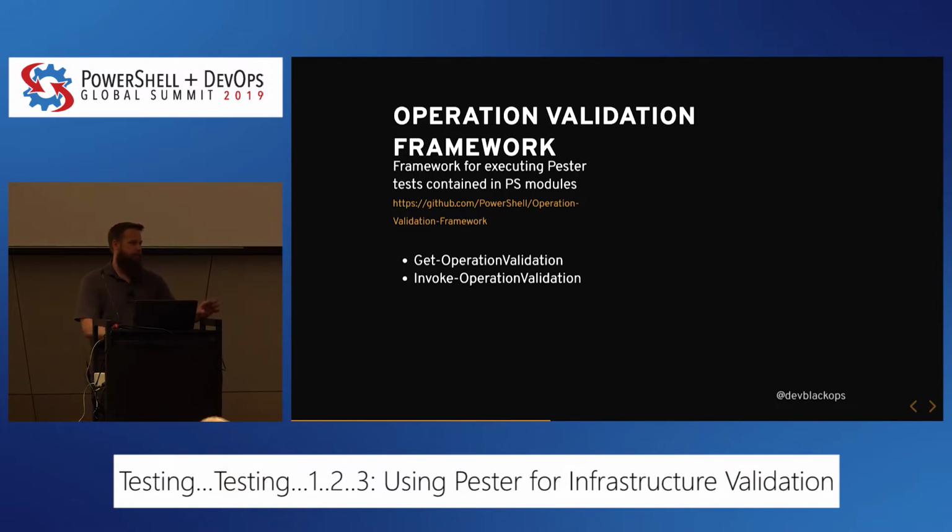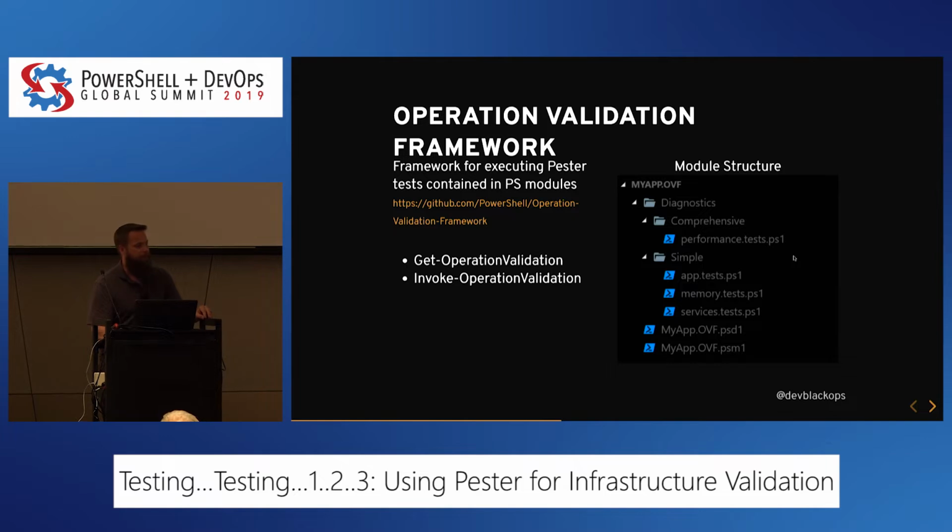So it has really two simple commands, Get-OperationValidation and Invoke-OperationValidation. Get-OperationValidation will inspect the PSModulePath on your local system, look for all your modules, and try to determine if they look like they're an OVF module that has Pester tests and give you some objects back. Invoke-OperationValidation will take that resultant set of objects and invoke Pester and do a couple extra things if you'd like to.